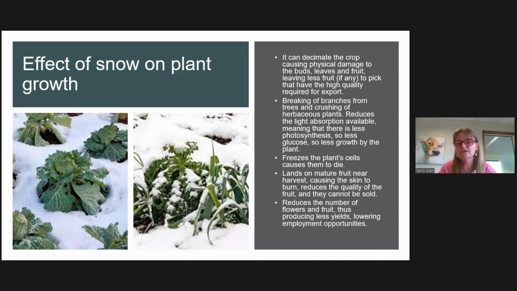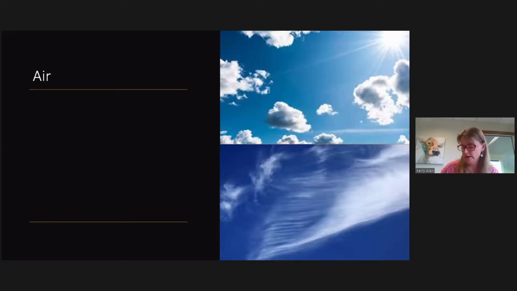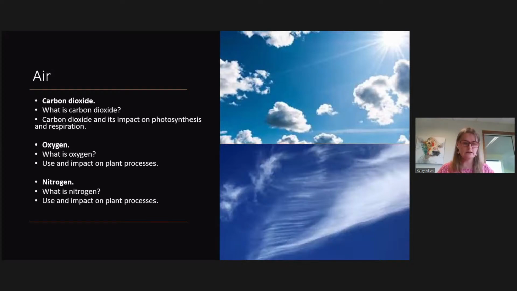So usually this is physical damage of breaking of branches, crushing of those herbaceous plants or those soft plants. And once again, no light absorption is going to occur. Plant cells will die. Mature fruit gets frost burn on it. And once again, reduces that yield, reduces those flowers, reduces those fruit, and therefore, once again, you're not going to be picking. So a huge impact. Okay, we're getting through these.